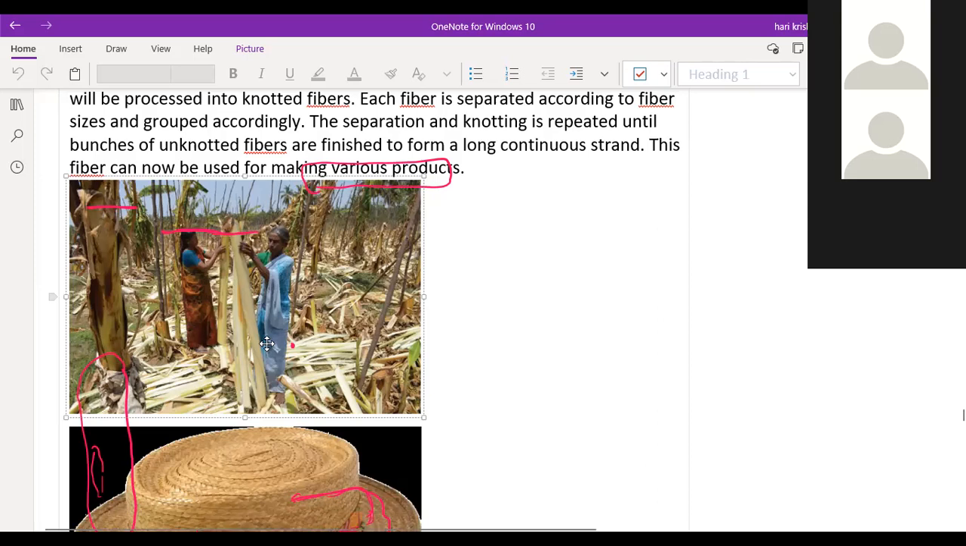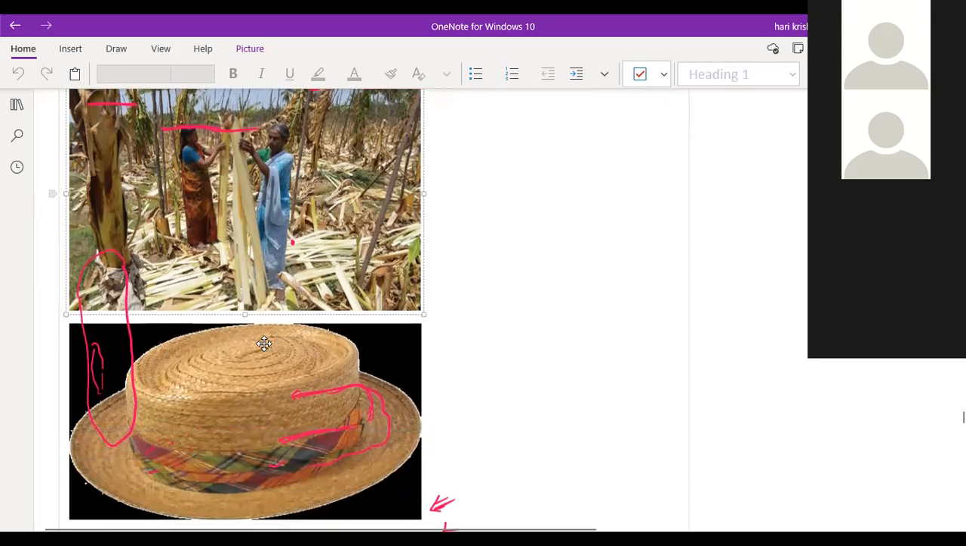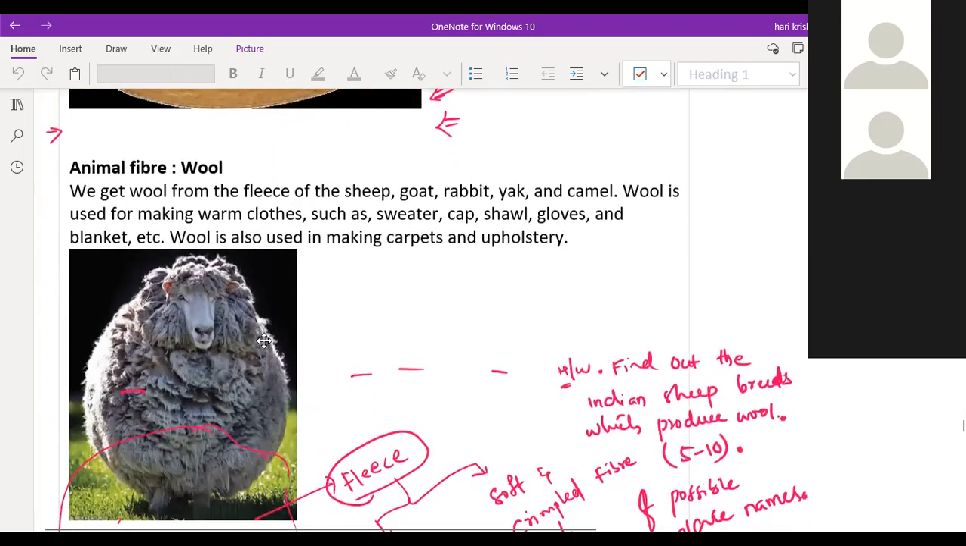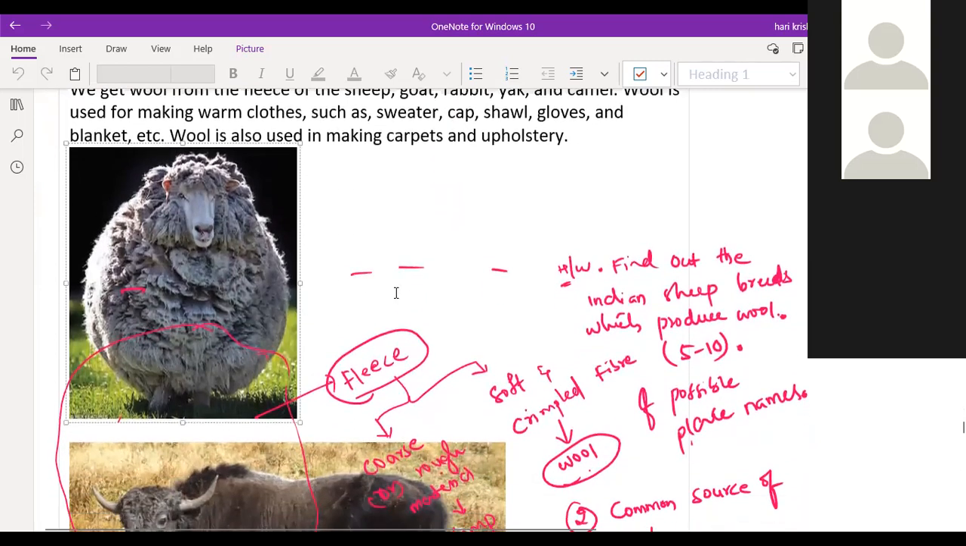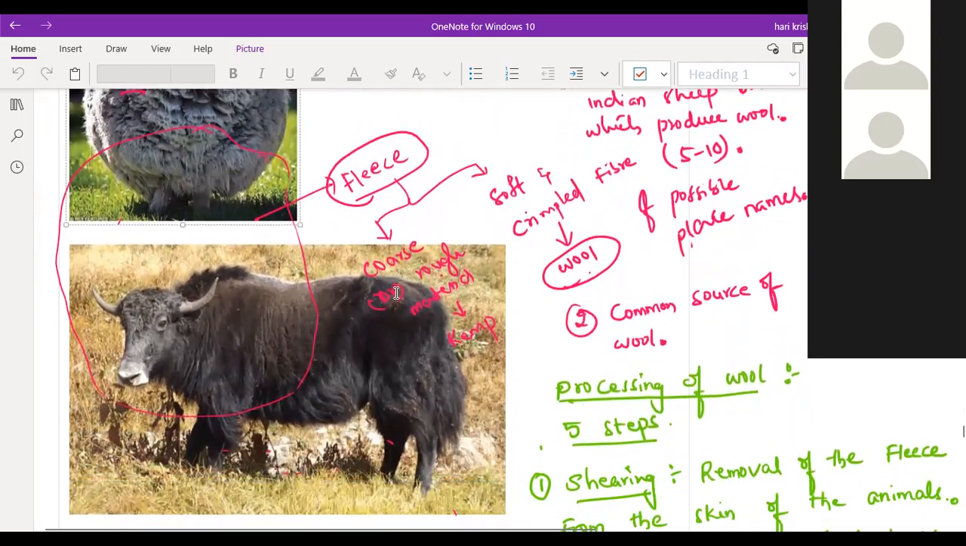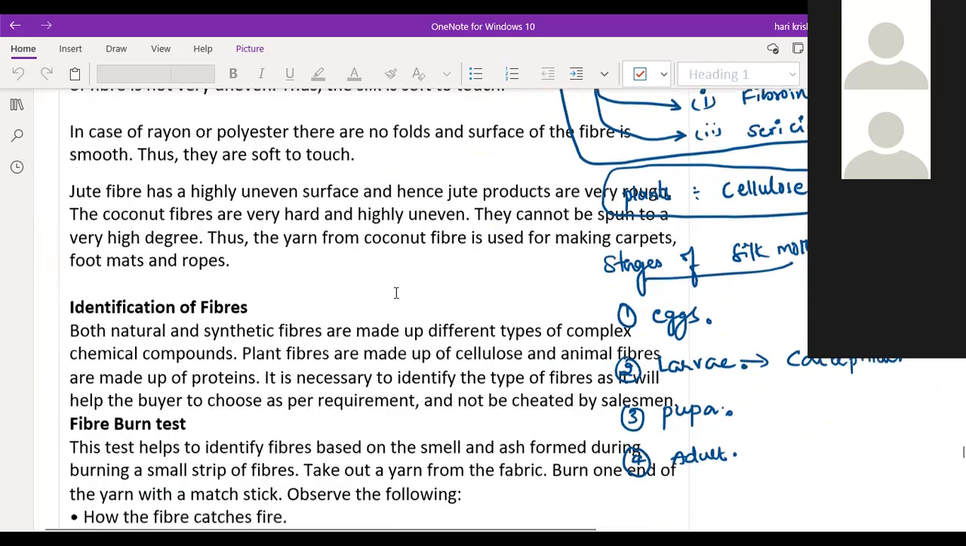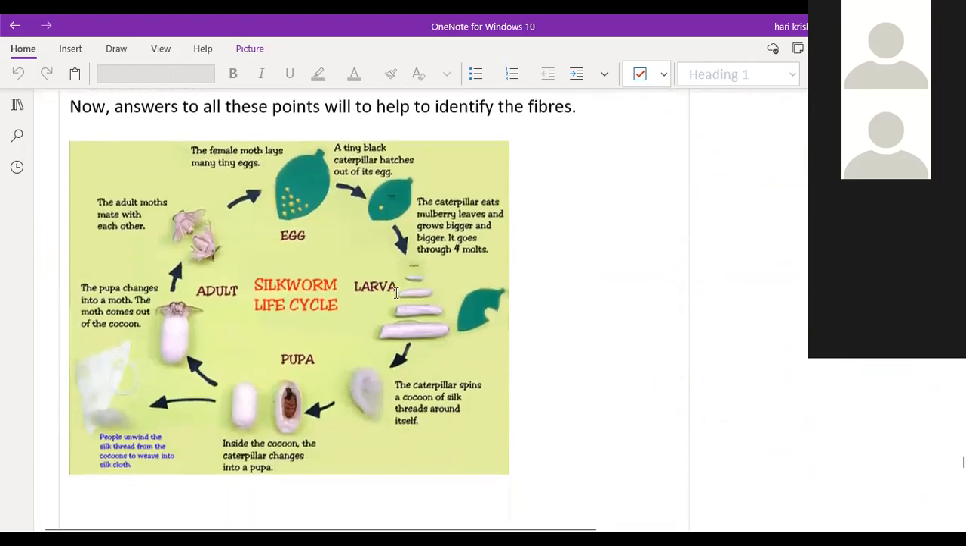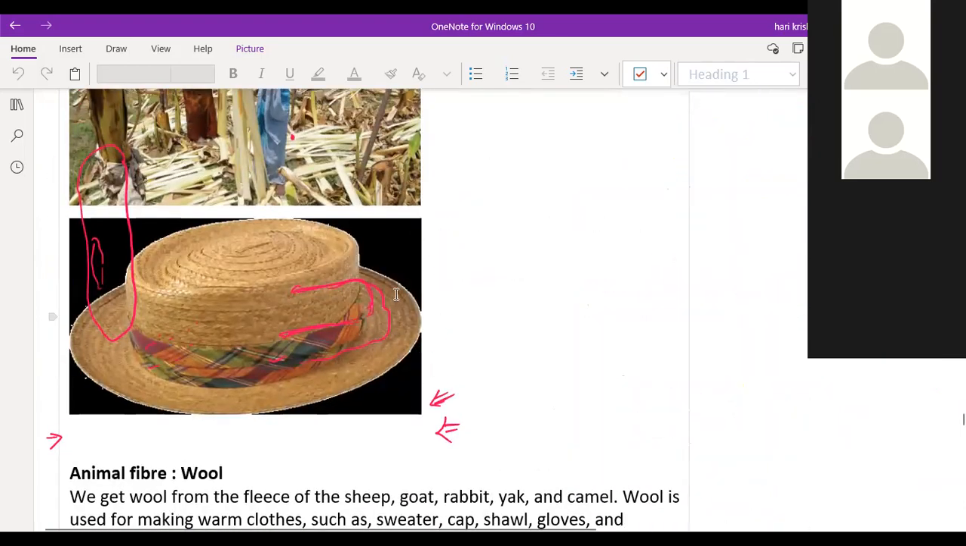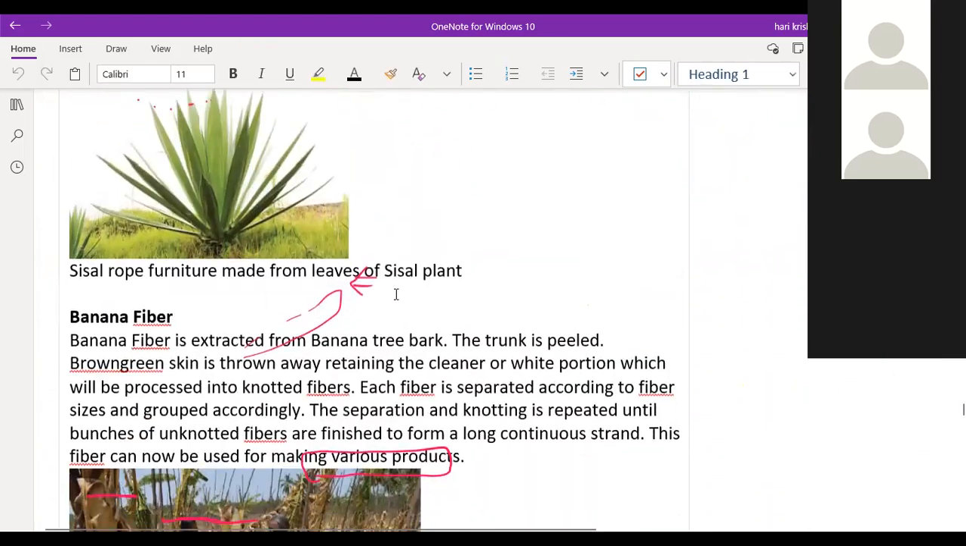Yes, sir. So this is the cap, which is prepared with the help of the banana fiber. About the animal fiber, it is not there in class 10 actually. This is a class 7 syllabus. Oh, okay, sir. Do you want to study this also? Sir, we already studied that, right, sir? We already studied that one, but it is not there in the class 10, class 6 NCERT at all.